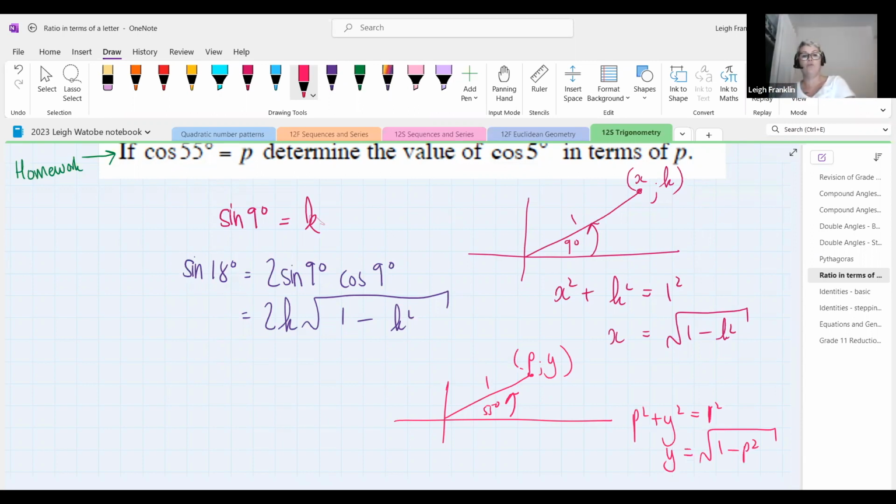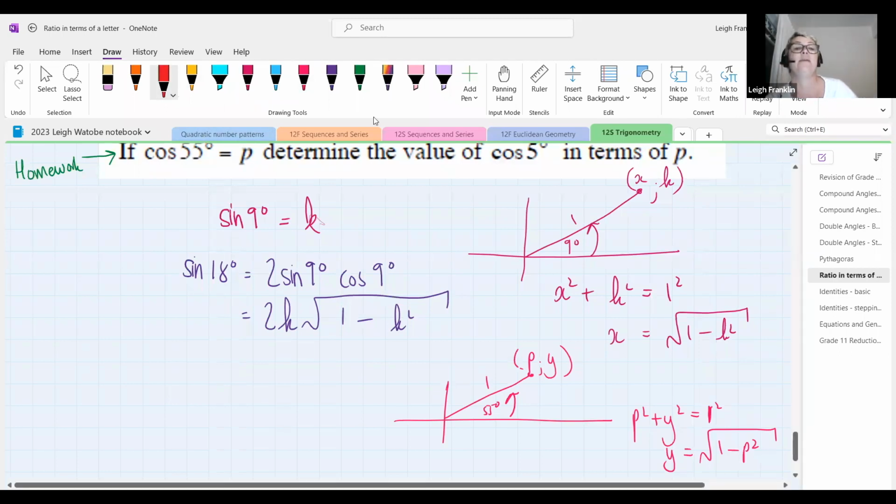All right, so you've drawn your diagram. And I love that you've got the building blocks of what you need for your answer. So that's brilliant. What are you now going to do with the information that you've got? Because they want you to work out the value of cos 5, right? From cos 55 equals P. So what do you think the next step is?